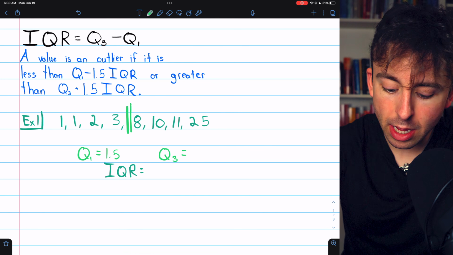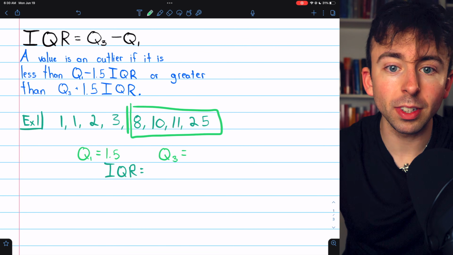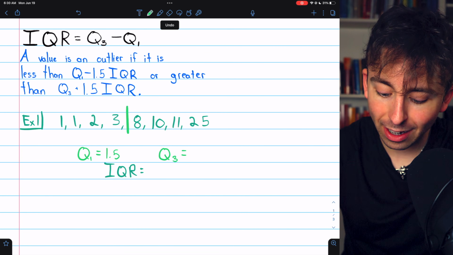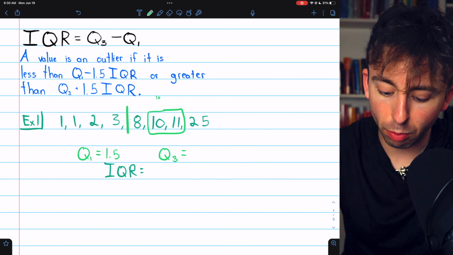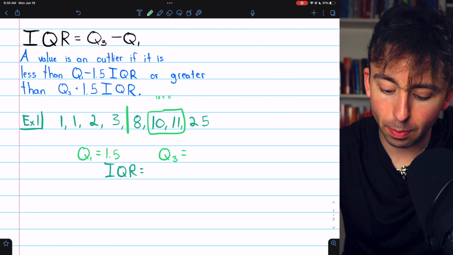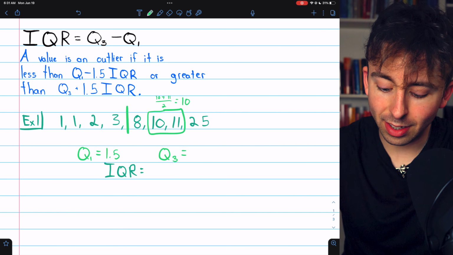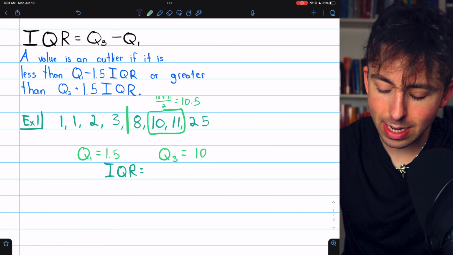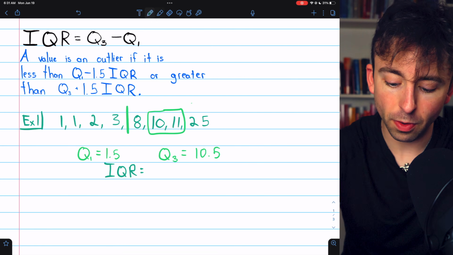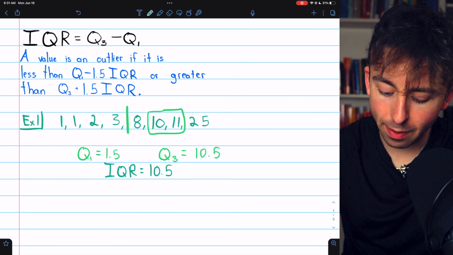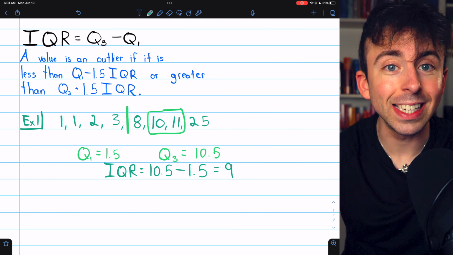Similarly, for Q3, we need the median of the upper half of data. Again, there are 4 numbers in the upper half of data, so there are actually 2 numbers in the middle, 10 and 11. And so Q3 will be the average of those 2 numbers in the middle, 10 plus 11 divided by 2. And that's just 10.5. So Q3 is 10.5, and now we can find the interquartile range. That's Q3, 10.5, minus Q1, 1.5. And so this turns out to be 9.